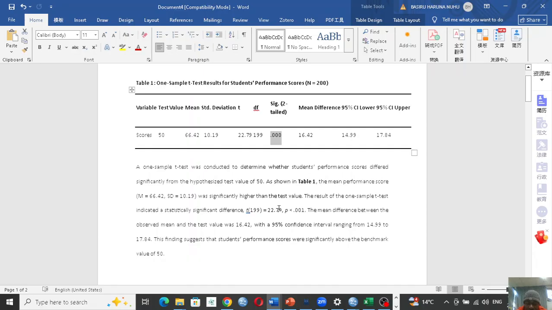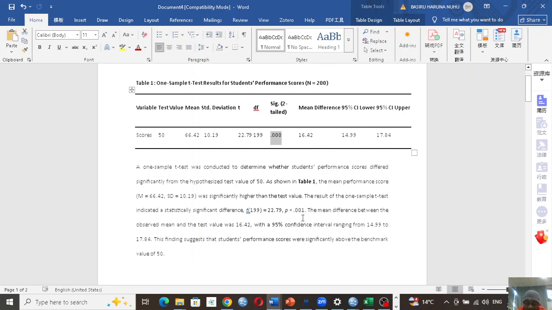So this one is the one we calculate from the table, and this one is what we just use the computer to get, and then we compare it with the threshold as I've been showing you, 0.05. The mean difference between the observed mean and the test value was this, and then this. So there is a statistically significant difference.